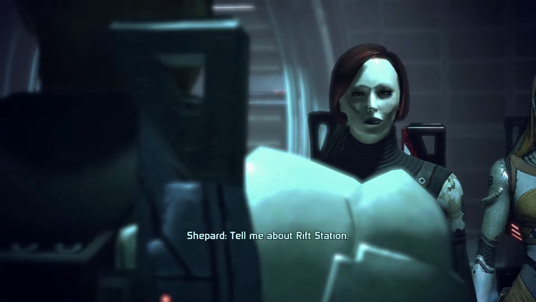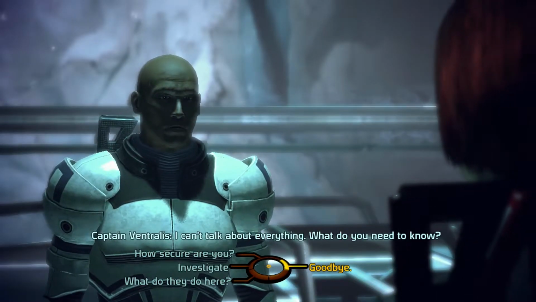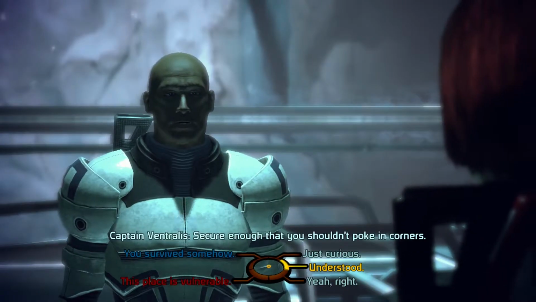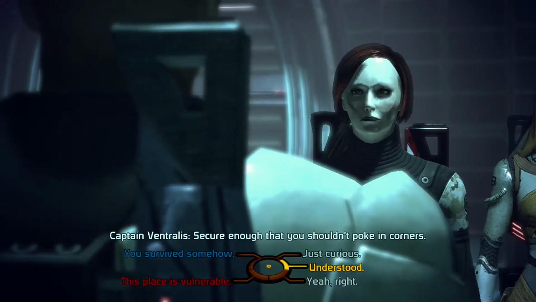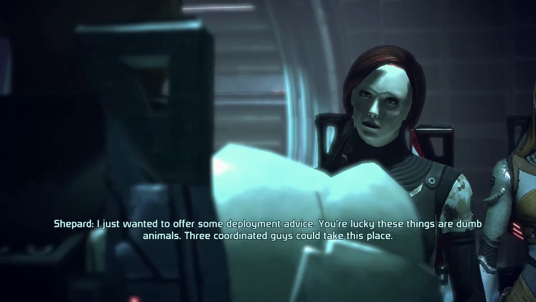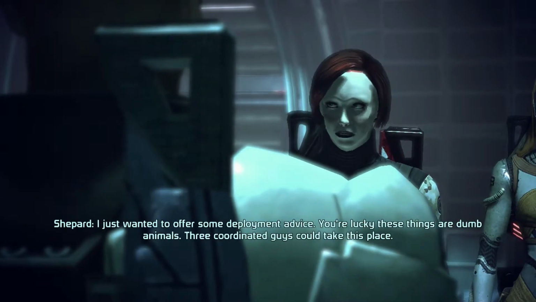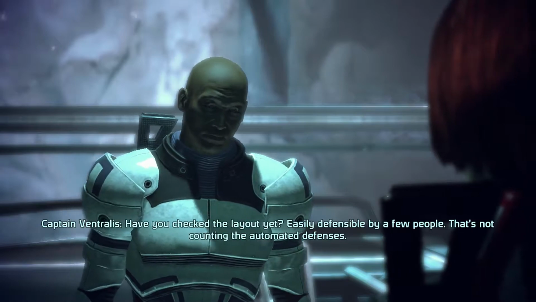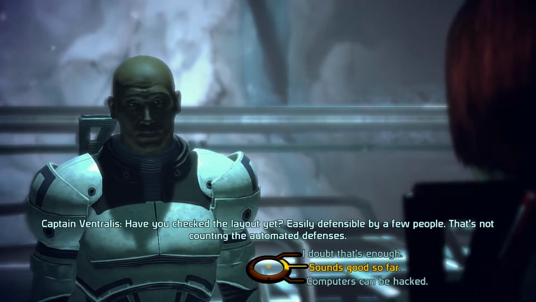Tell me about Rift Station. I can't talk about everything. What do you need to know? Tell me about the defenses here. Secure enough that you shouldn't poke in corners. I just wanted to offer some deployment advice. You're lucky these things are dumb animals. Three coordinated guys could take this place. Have you checked the layout yet? Easily defensible by a few people. That's not counting the automated defenses.